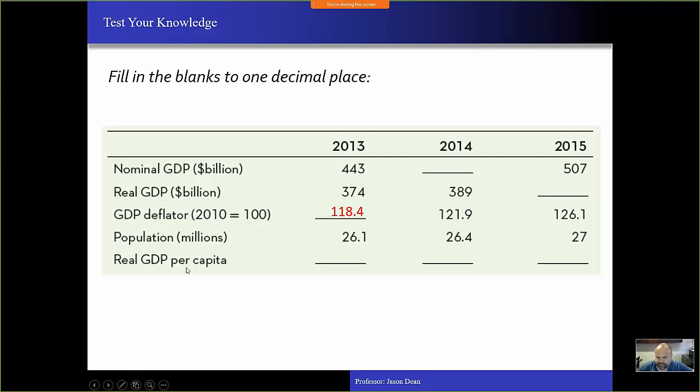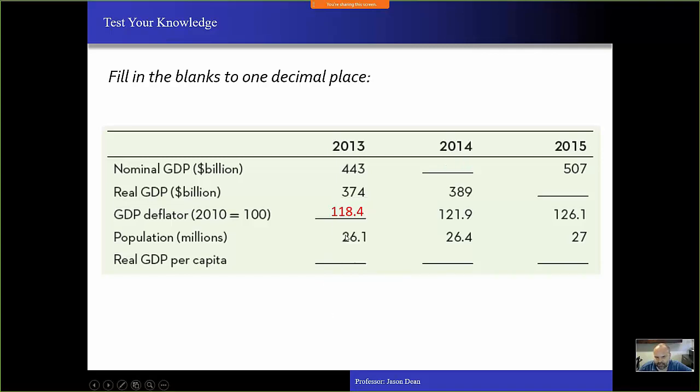So what would be the real GDP per capita? How would we get that? Well, we would just take 374 and divide it by the population. We have to be careful here because this is measured in billions, this is measured in millions, right? So we just want to move the decimal place. If we put this in billions, we would just move this decimal place over 3 and then divide those two, and we would get real GDP per capita.